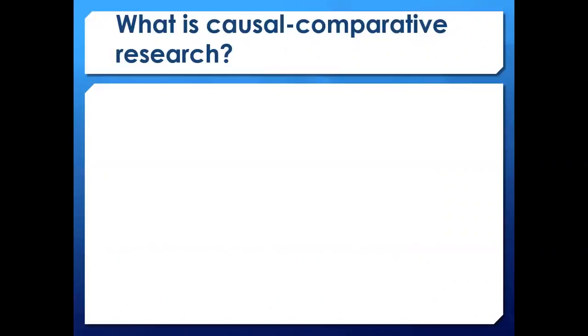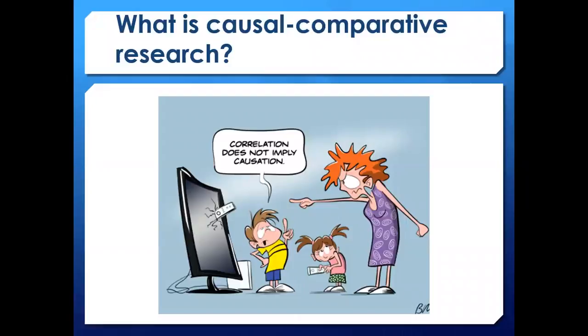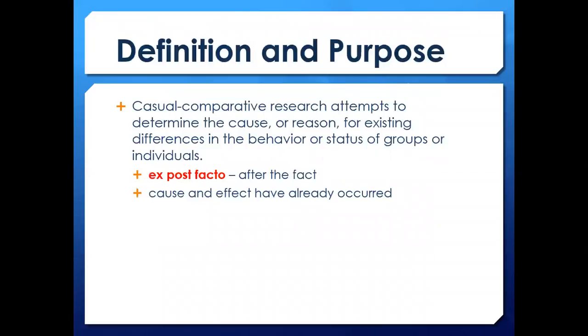Well, what is causal comparative research? You've often heard it said that correlation does not imply causation, and that's true. The purpose of causal comparative research, though, is to find out that causation. Causal comparative research attempts to determine the cause or reason for existing differences in the behavior or status of groups or individuals. So we're looking at two or more groups with existing differences and then finding the cause or reason for the differences between the groups.